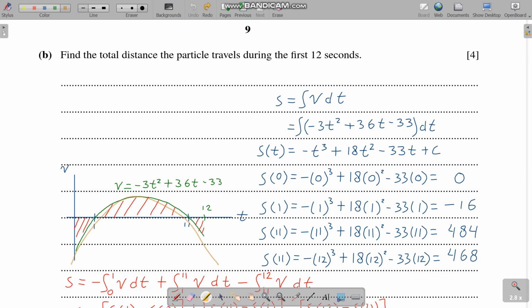So this is the sketch of the quadratic, and we need to find the area under the graph from 0 to 12. So for this area, we're gonna get something negative from the integration from 0 to 1. For this area, we're gonna get something positive from 1 to 11. Okay, so this is negative, positive, negative. That's what we're gonna get from the integration.